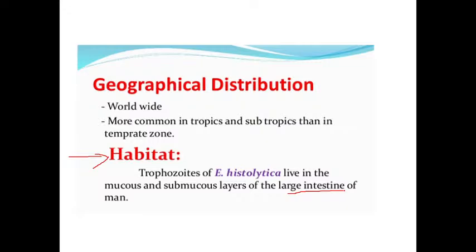The innermost layer of the intestine will be having mucus for the free movement of the particles inside the intestine. So this Entamoeba histolytica is found in the mucus and submucous layer of the large intestine. And it is found cosmopolitan. Worldwide, the other name for worldwide is given in your book, that is known as cosmopolitan. Cosmopolitan means worldwide.